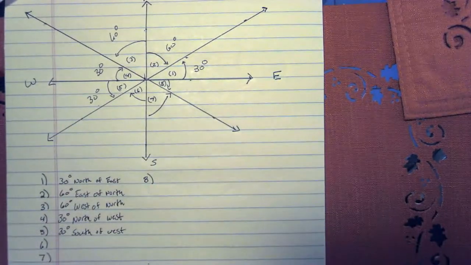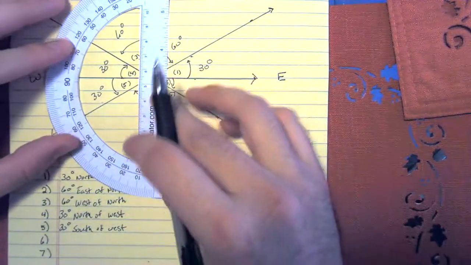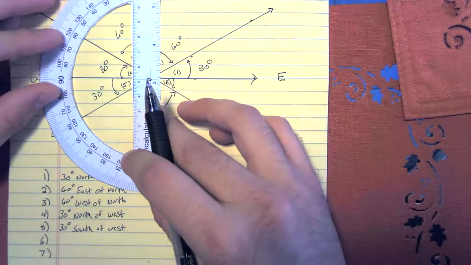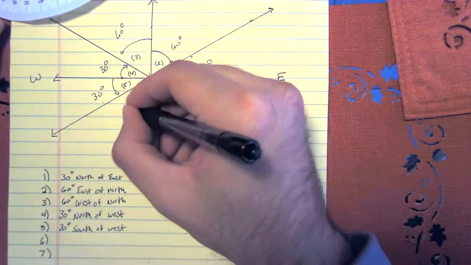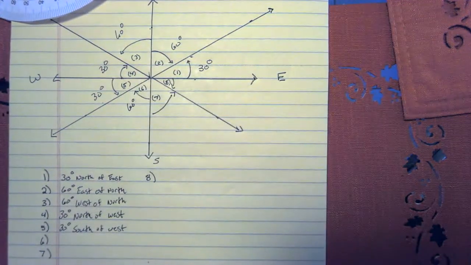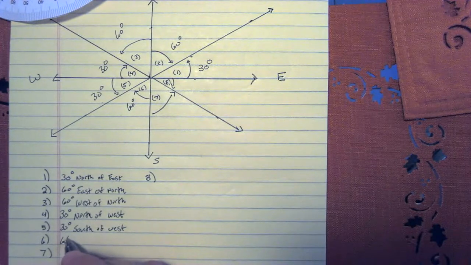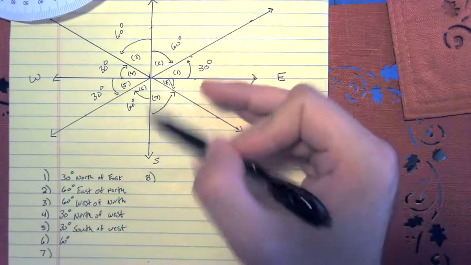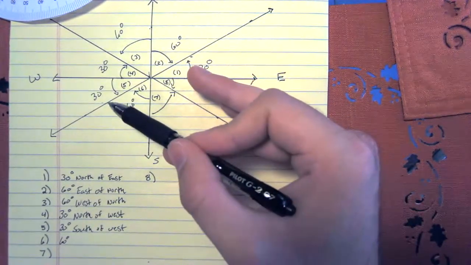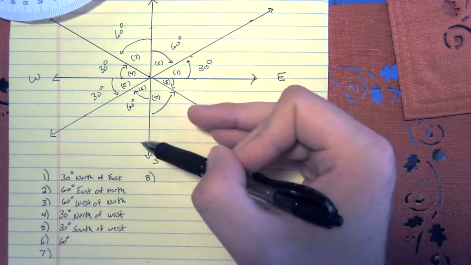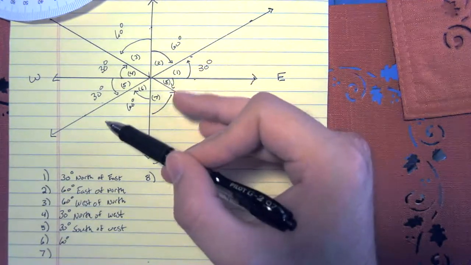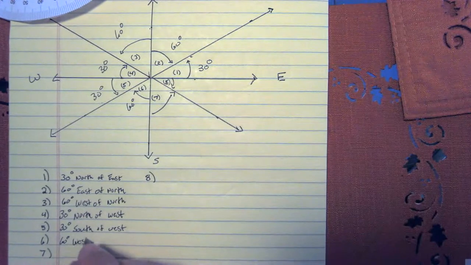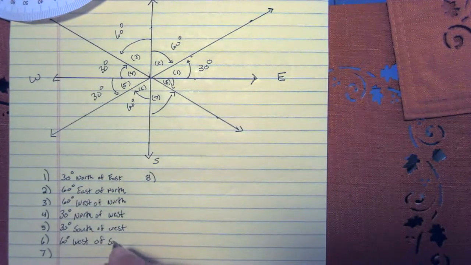Let's go on for number 6. Line up our protractor now on the y-axis, and we see that this angle is 60 degrees. So for number 6, our angle is 60 degrees. If I'm starting south and I'm moving west, so I'm starting on the y-axis and I'm moving to my vector, that is going to be west of south.